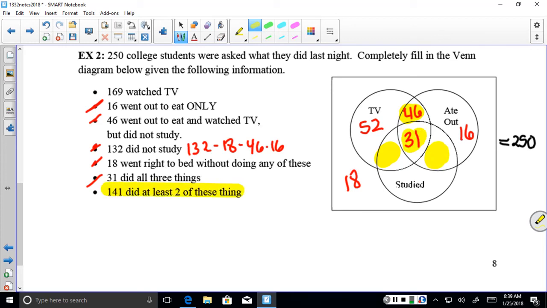I'm going to go back to the top now. So I only went through 1 time, and I filled out a lot of numbers. I guarantee you, at most, you'll have to go through 3 times, and they'll all be filled out. This will only take 2. So back to the top, 169 watched TV. So my TV circle needs to add up to be 169. So if I do 169 minus all those numbers in there so far, that leaves me with 40 right there.